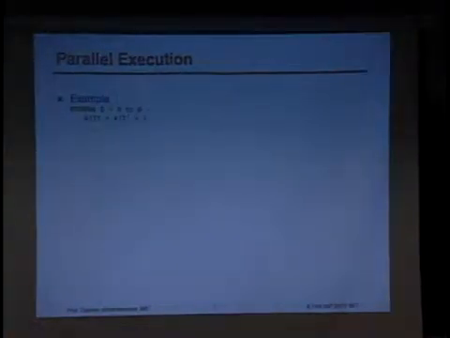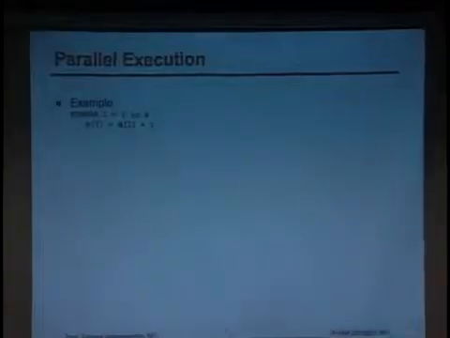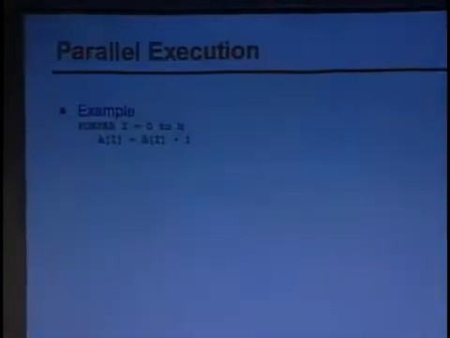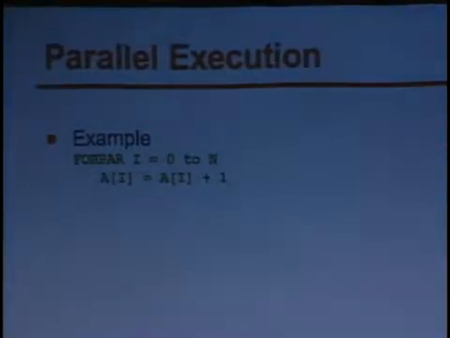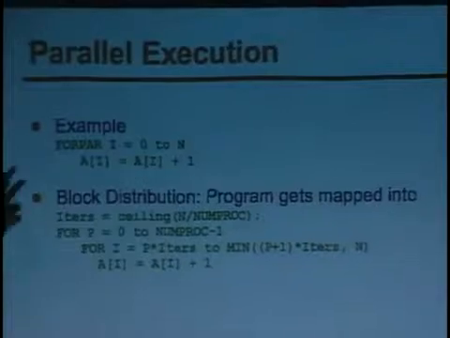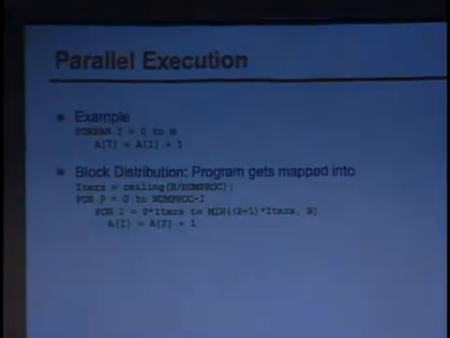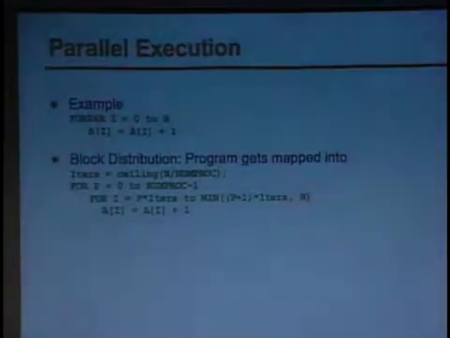So, we focus on do all loops today, and let's look at this example. This is a for par, a parallel loop or for all loop. Here the user said it's parallel, so what we can do is distribute the iterations by chunking up the iteration space into a number of processor chunks.